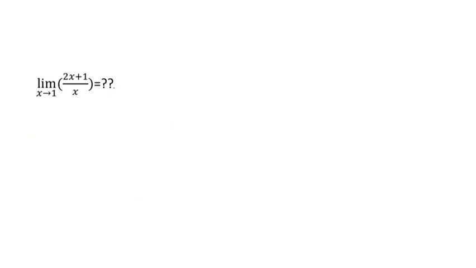So here's another set. What is the limit of the quantity 2 times x plus 1 divided by x as x approaches 1? Again, the same kind of concept: just write out the function you're trying to evaluate the limit for. So it's 2x plus 1 divided by x. Then just replace x with 1 and see what you get.